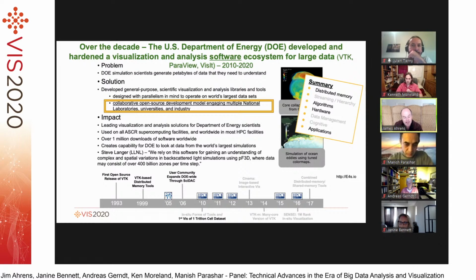But look at the timeline. The first open source release of VTK was in 1993. That was a couple of decades to solidify things and get things to the point where you're doing a trillion cell data set, and I think we're doing that routinely.